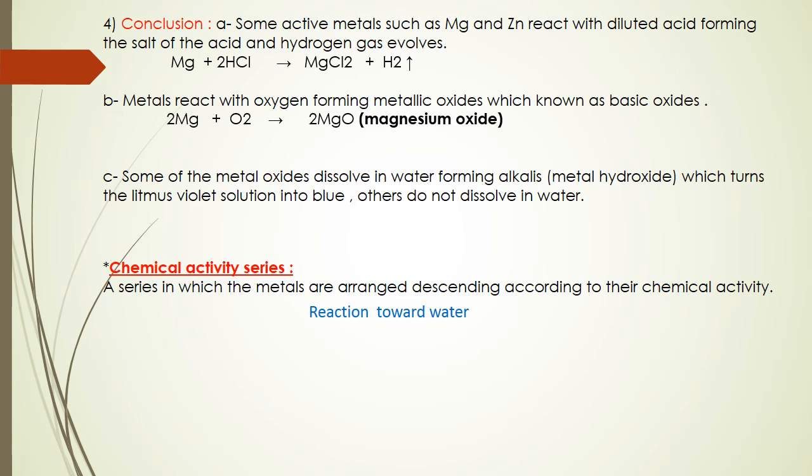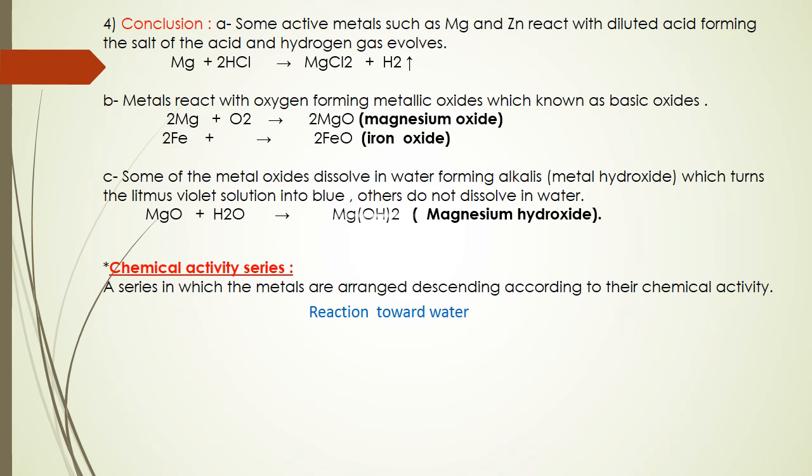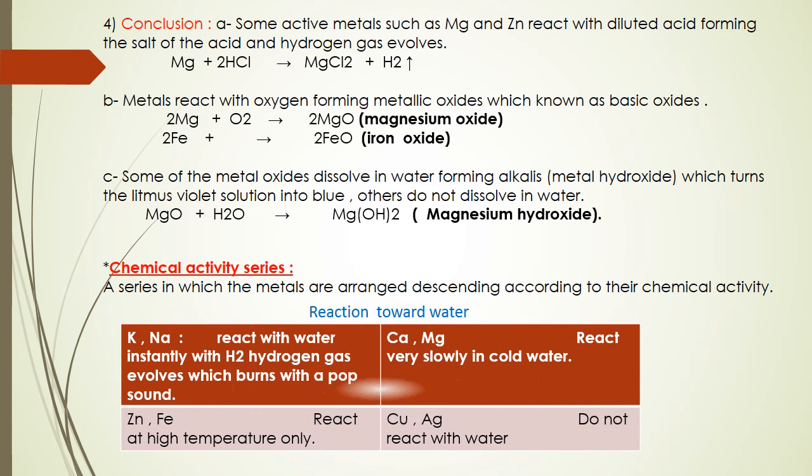So we have Mg plus 2HCl gives magnesium chloride, and hydrogen gas will evolve. And magnesium reacts with oxygen, so it gives magnesium oxide, this is a metal oxide. And when iron reacts with oxygen, it gives iron oxide. When magnesium oxide dissolves in water, it gives magnesium hydroxide. When violet litmus paper is put in the magnesium hydroxide, its color changes into blue.